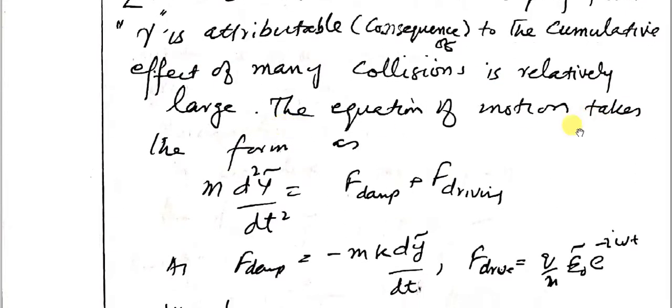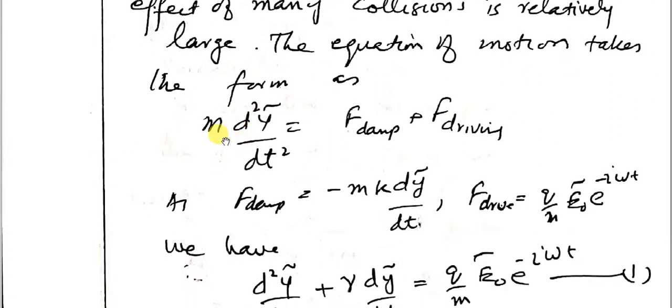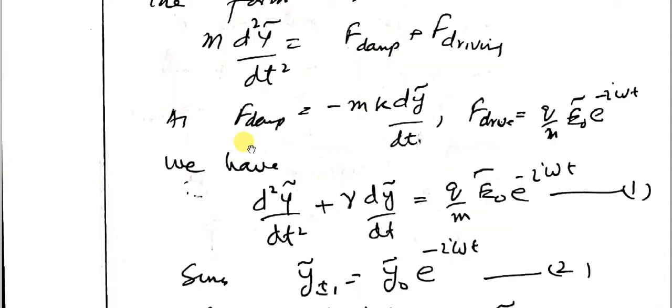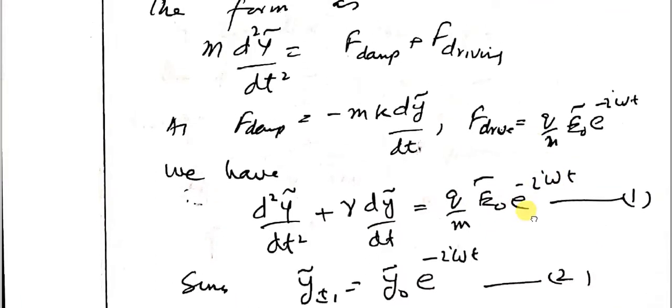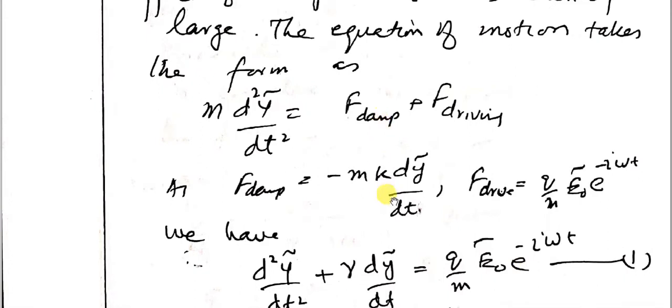Now the equation of motion takes the form d2y by dt square equals f damp plus f driving. We neglect the binding force in this case. Adding all these together and rearranging the equations, d2y by dt square plus gamma dy by dt is equal to q by m e naught e to the power minus i omega t. Here the damping force is minus m gamma dy by dt, and the driving force is q by m e naught e to the power minus i omega t.